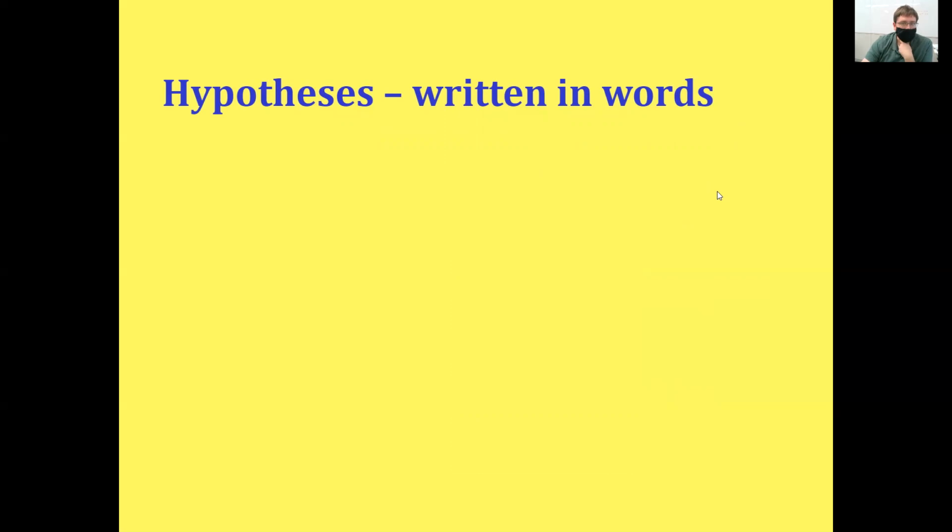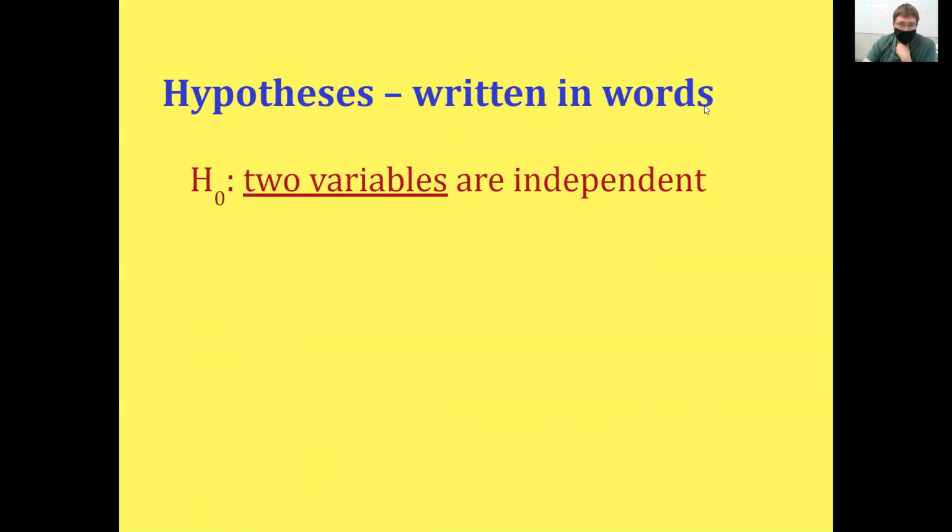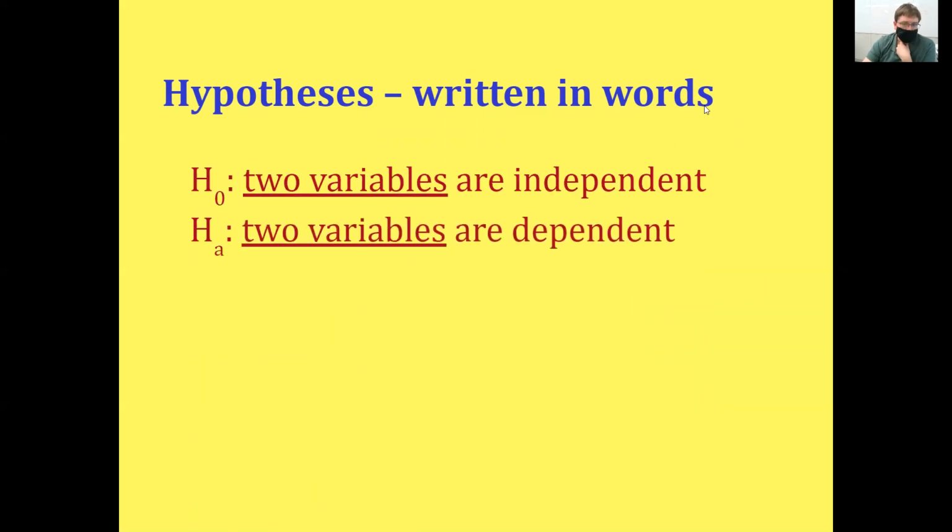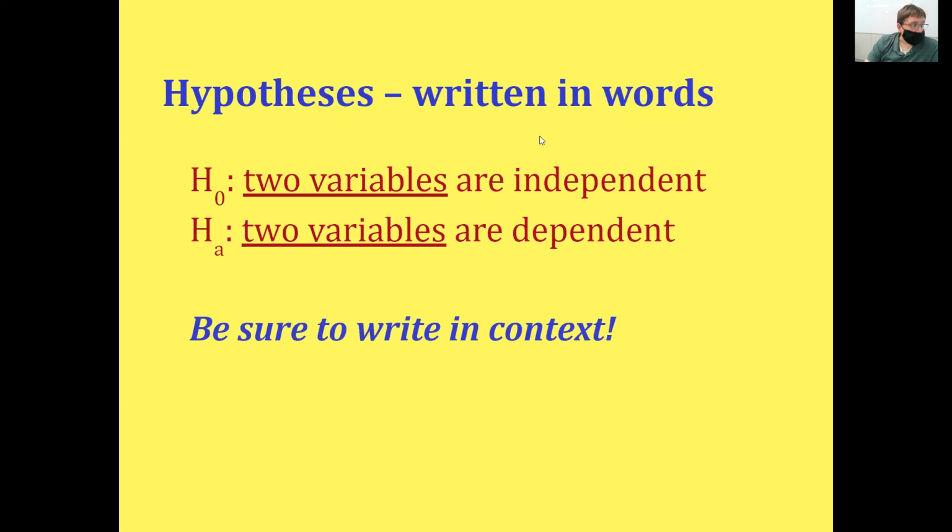All right, so what are our hypotheses going to be? The 2 variables are independent or they're dependent. So a lot shorter on the writing, but that's all you're testing. All right, be sure to write this into the context like always. Don't just say 2 variables, make sure it has whatever we're talking about.